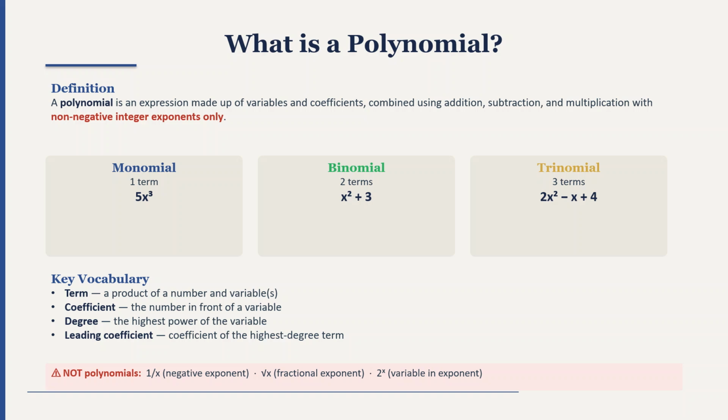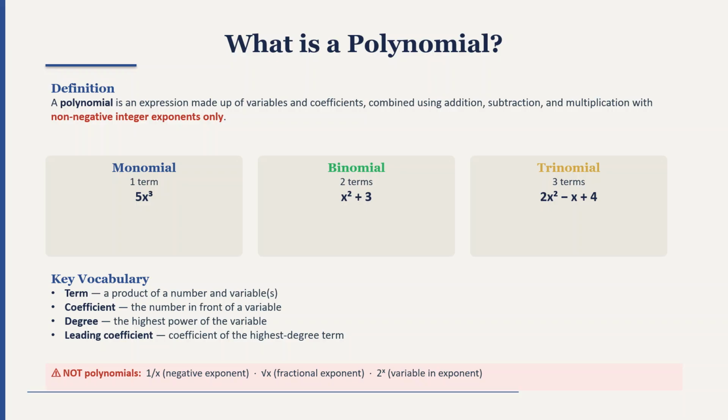Key vocabulary to lock in now. The degree of a polynomial is the highest exponent on the variable. The leading coefficient is the coefficient of the term with the highest degree. Standard form means the terms are written in descending order of degree.